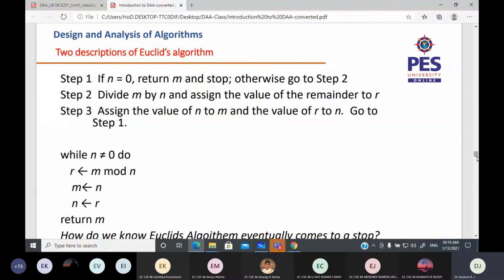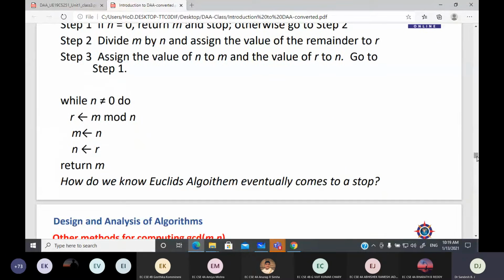Yesterday we were looking at finding a GCD of given two numbers, and we have seen one method, which is Euclid's algorithm. We have represented it in two ways. One is a stepwise explanation, the description of the algorithm. The second one is an algorithm wherein we have specified how it works, right?